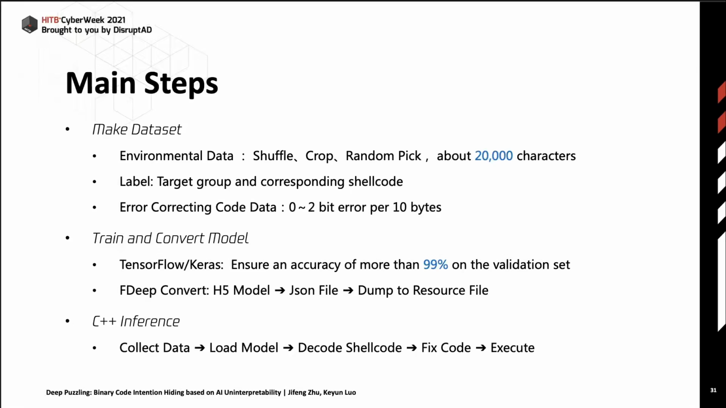Step 2. Train and convert models. Split a part of the data as validation sets and use TensorFlow to train the model to ensure that the accuracy is above 99%. When the model is trained, the default storage format is HDF5. We use tools to convert it into a JSON file and write it as a resource file into the C++ project.